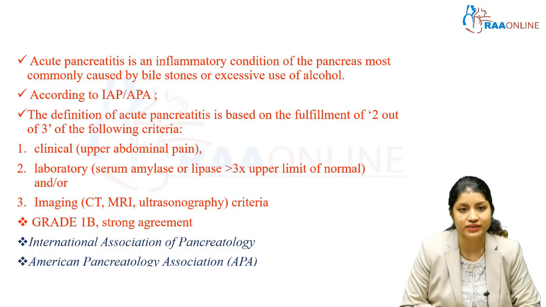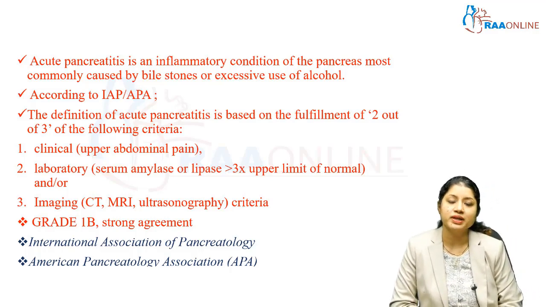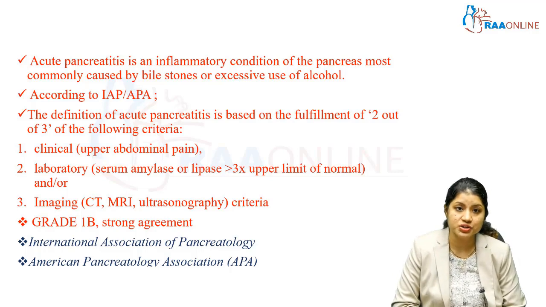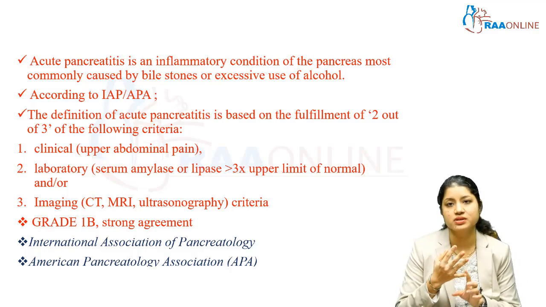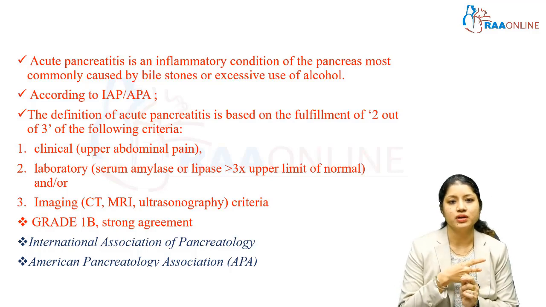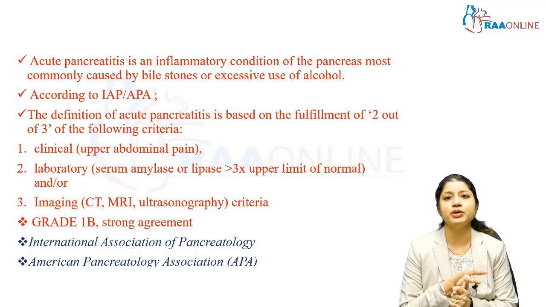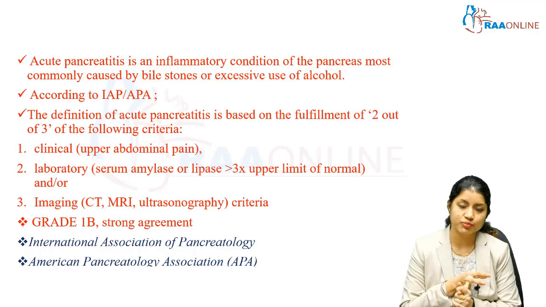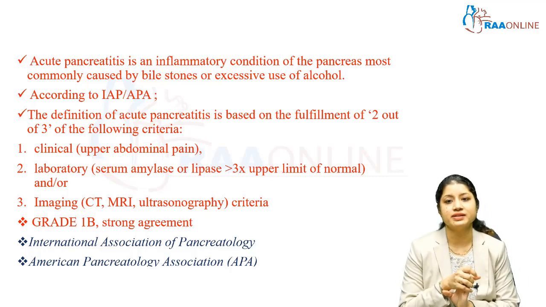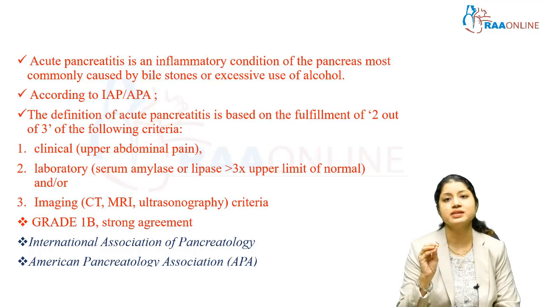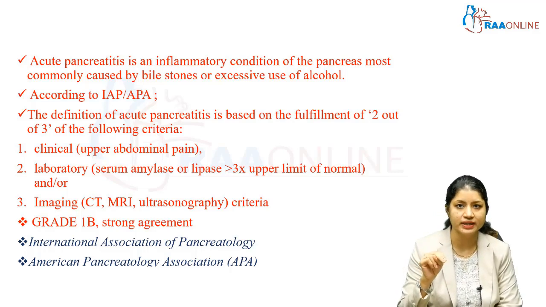So let's begin with definition. What is acute pancreatitis? It is an inflammatory condition of the pancreas which is most commonly, we believe, caused either by gallstones or excessive use of alcohol. So what does IAP or APA, that is International Association of Pancreatology or American Pancreatic Association, define pancreatitis as? It defines pancreatitis as the fulfillment of two criteria.